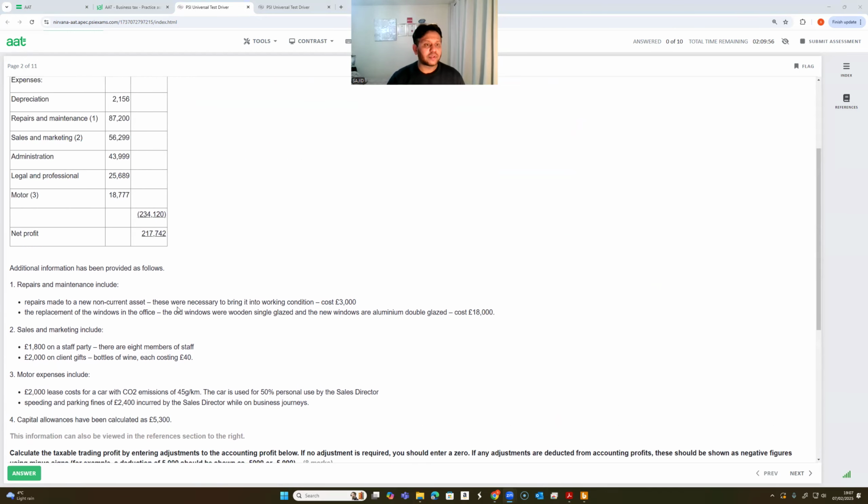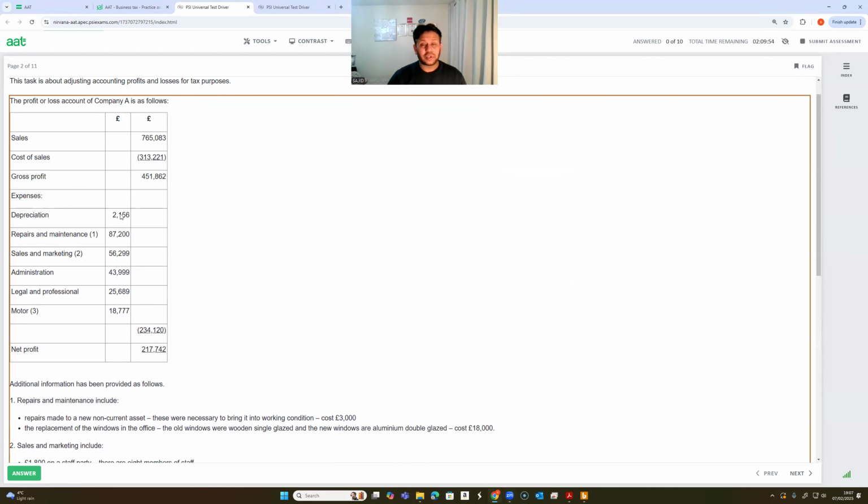The first one, we have depreciation. For the depreciation, you really don't have to think. All you have to do is look at the depreciation and add it back. Remember that some depreciation or amortization could be allowable expenditure, but it will not be tested for your AAT exam, so you really don't have to worry about it. As soon as you see the depreciation, you have to add it back.